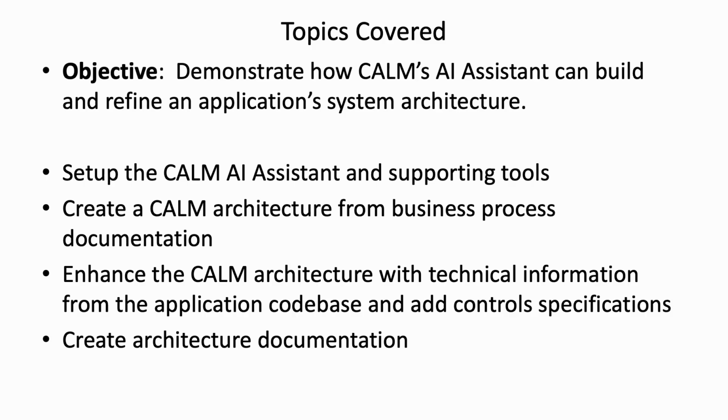First, we'll set up the CALM AI assistant and the supporting tools so everything is ready to work with the architecture definition. Next, we'll create an initial CALM architecture from business process documentation. This shows how the AI assistant can take higher level descriptions of a system and translate them into a structured architecture model. Then we'll enhance the architecture with more detailed technical information, pulling insights from the application's codebase and adding control specifications such as security requirements. Finally, we'll use the structured architecture definition to automatically generate architecture documentation.